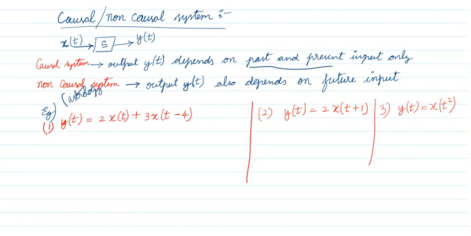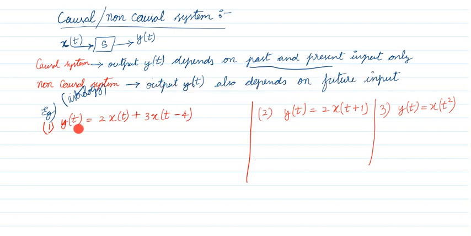What does an astrologer do? An astrologer will say that you will become a scientist one day, you will become a great person one day. He's predicting. He'll say the output depends on the future. Okay, right? So a causal system output depends only on the past and present input only. For a non-causal system, output depends on the future input.